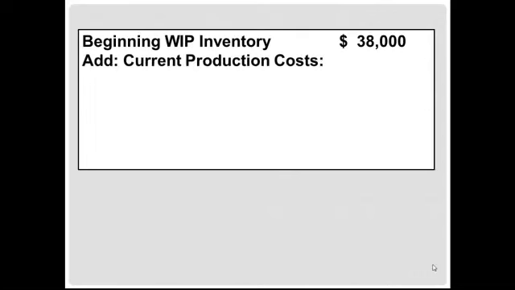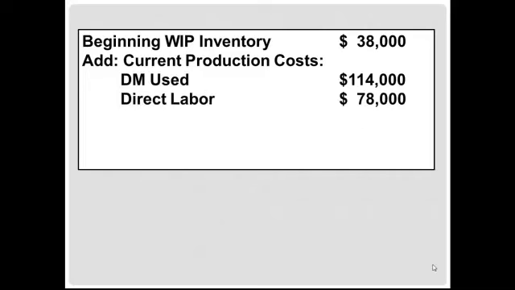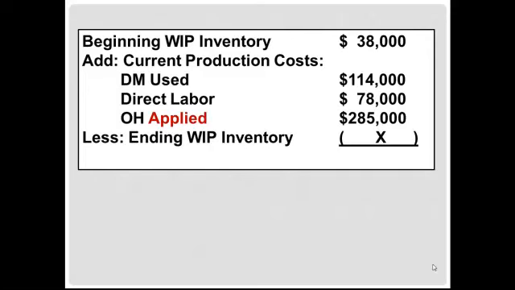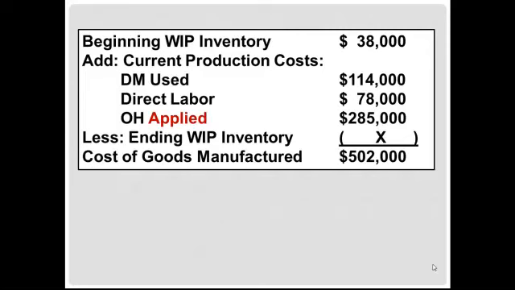I'll add current production costs. We computed direct material used to be $114,000. Direct labor is given to be $78,000. Overhead applied, $285,000. Minus ending work in process, which is unknown, gives us cost of goods manufactured.